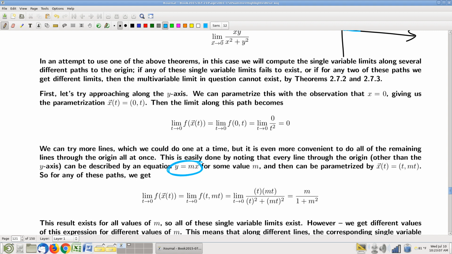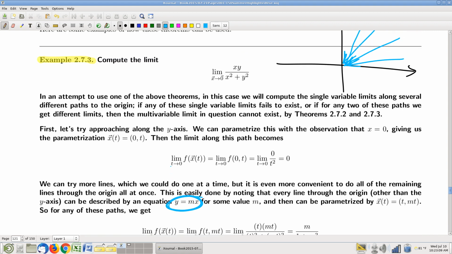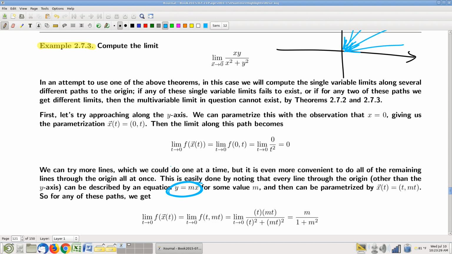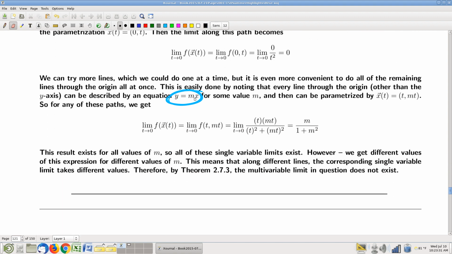They're all y equals mx, right? Different values of m. But conveniently, by leaving m as an unset constant, I can check all of these lines simultaneously. One calculation. That's convenient. Okay, so that said, how do we parameterize y equals mx?